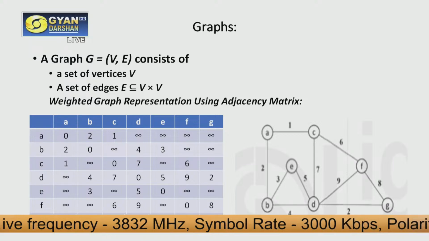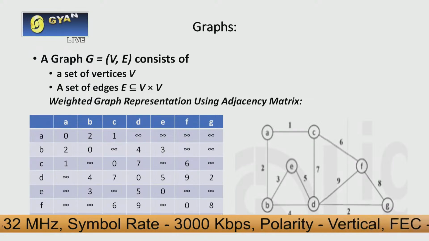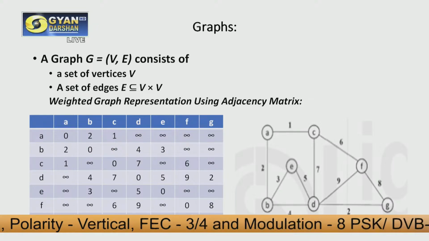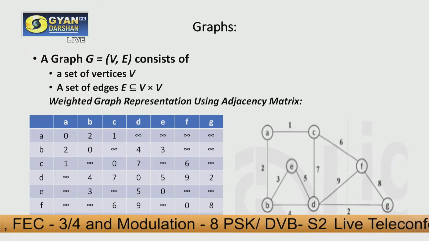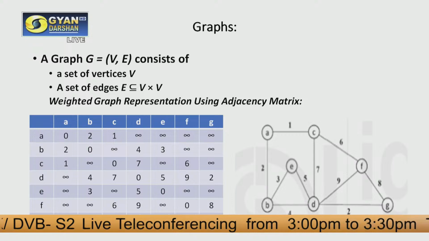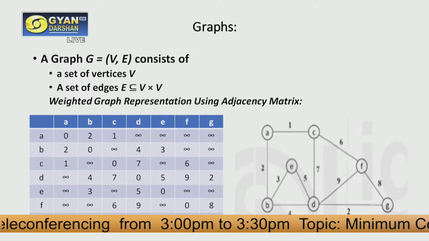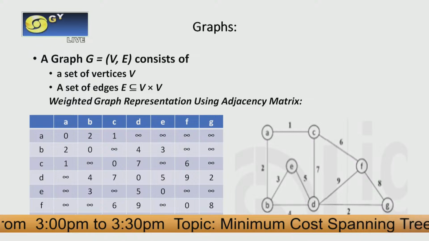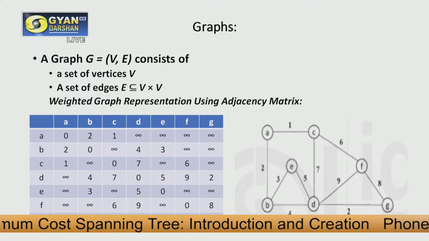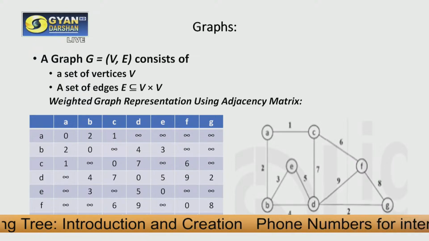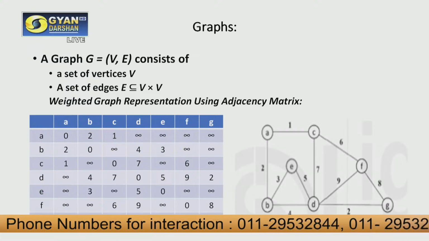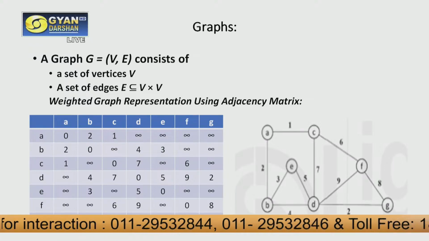If there is a path from one vertex to another vertex, then the weight of that path is represented. Otherwise, if there is no path, it is represented by an infinite value. For example, we can see that from A to B there is a path which has weight 2. So in the matrix, A to B or B to A, since it is an undirected graph, both are the same. So A to B has value 2 in the matrix, and so does B to A.